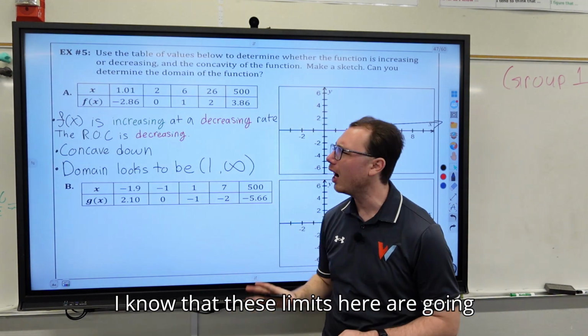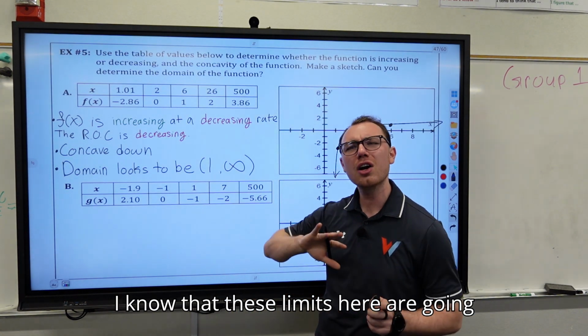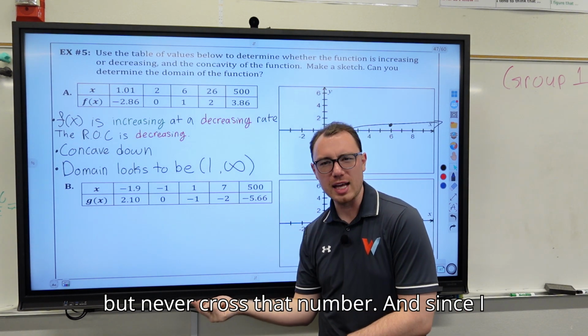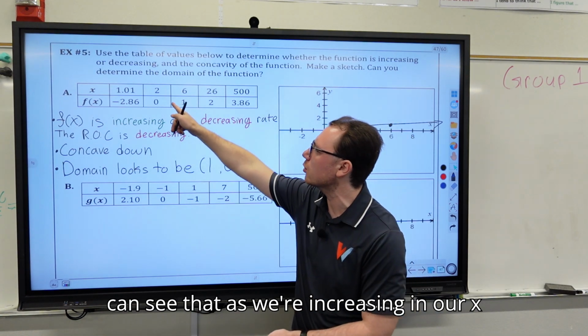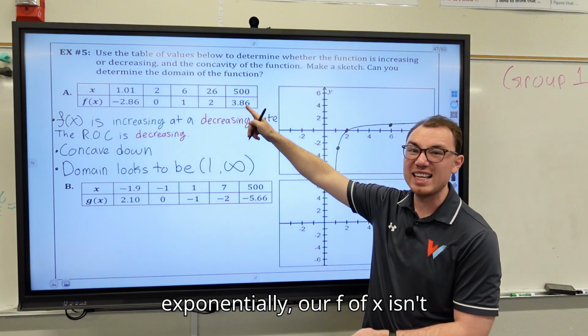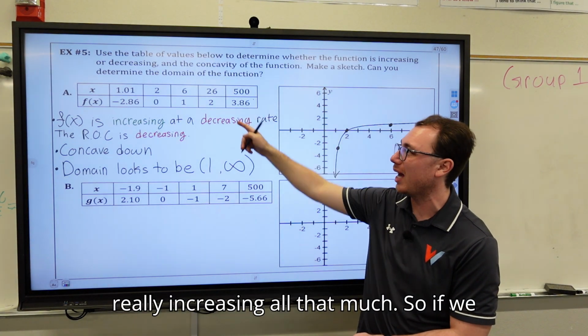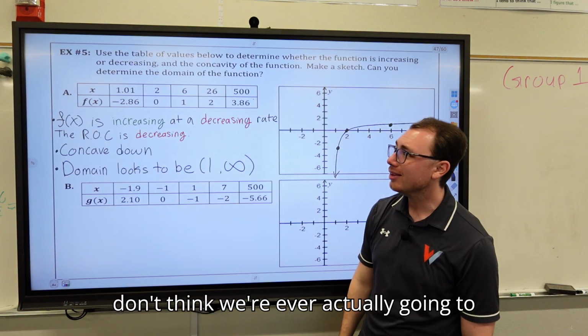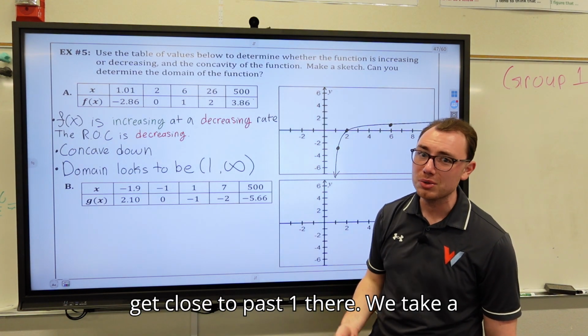And in general, I know that these limits are going to approach a number pretty quickly, but never cross that number. And since I can see that as we're increasing in our x exponentially, our f of x isn't really increasing all that much. So if we were to decrease exponentially, I don't think we're ever actually going to get close to past 1 there.